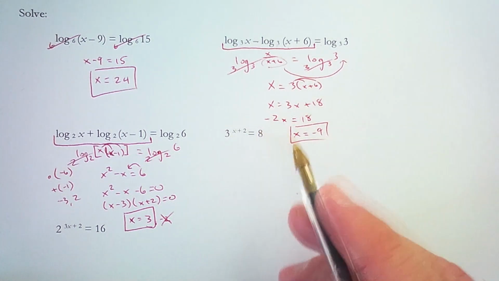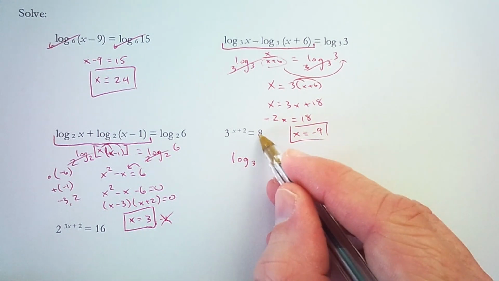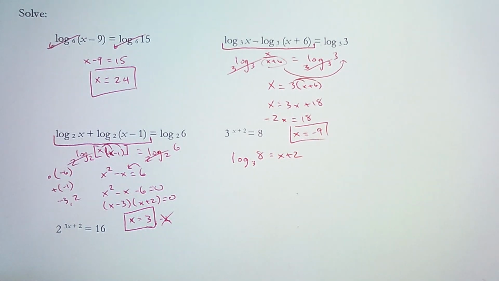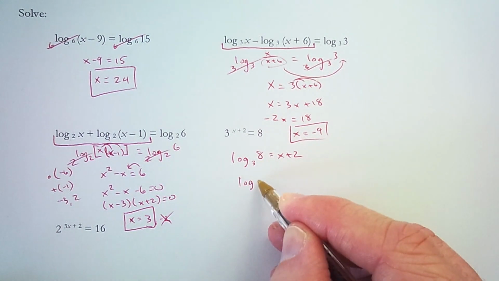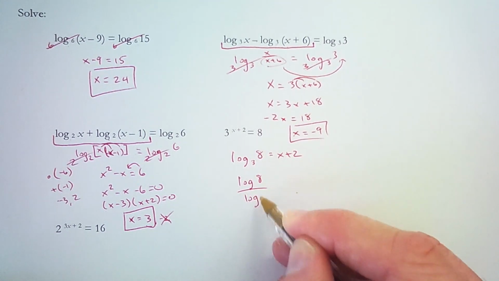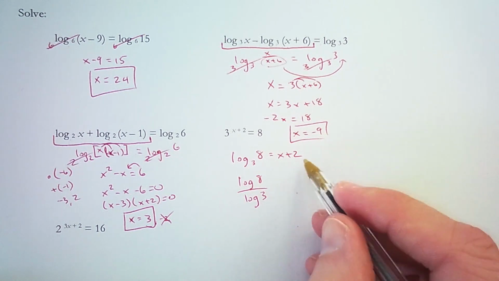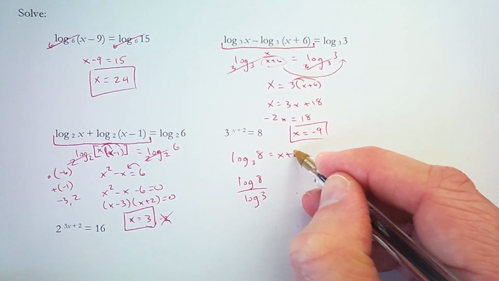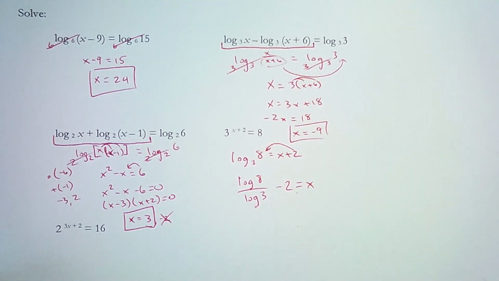Next, I'm going to rewrite this in log form. So I've got log base 3 of an argument of 8 equals an exponent of x plus 2. In order to solve this, I can do the change of base formula. That's log 8 divided by log 3, log of the argument divided by log of the base, and now it's in common log. I can save myself a line by subtracting. Now I can move this over here and have minus 2 equals x.